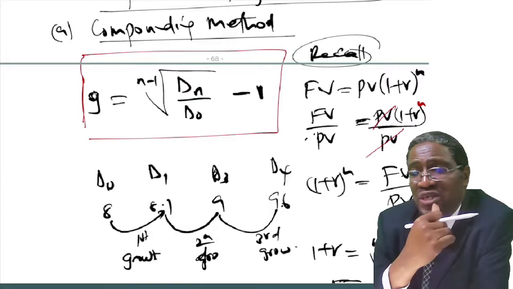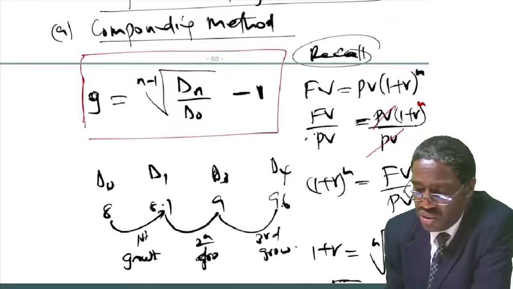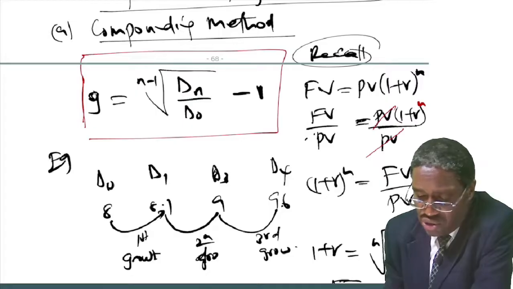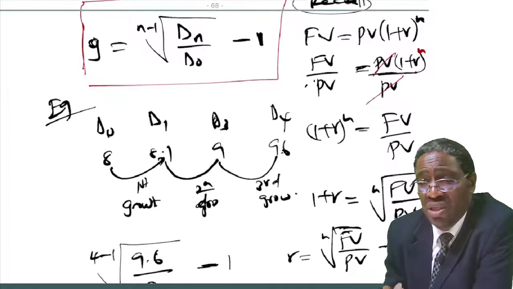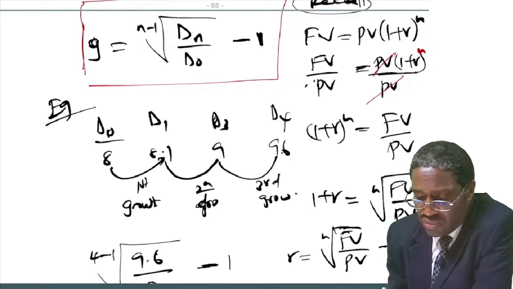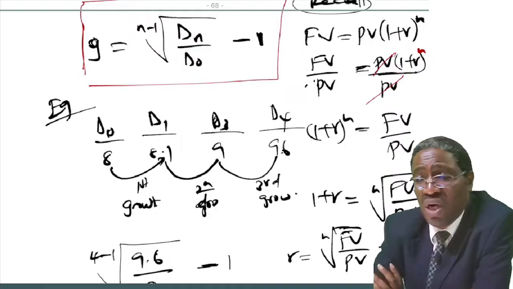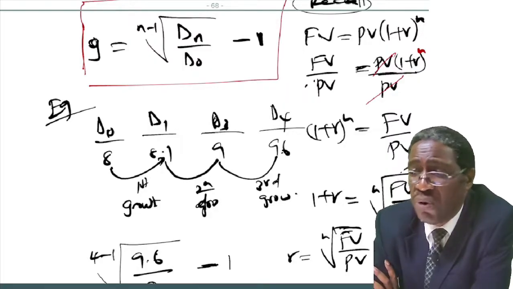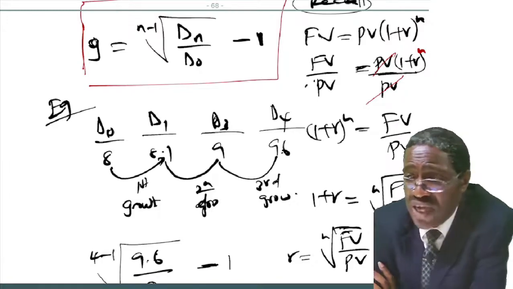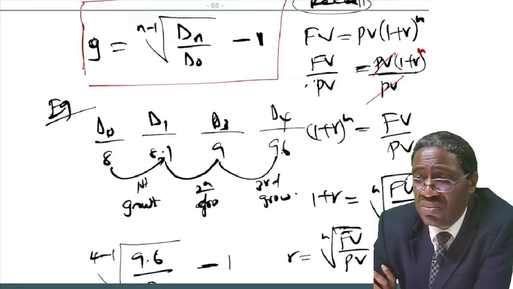Then you can put down e.g., a simple illustration. You don't need to write a complete illustration. Just say D0 is 8, D1 8.1, D2, D3 9, D4, 9.6. That is what I want to use now.